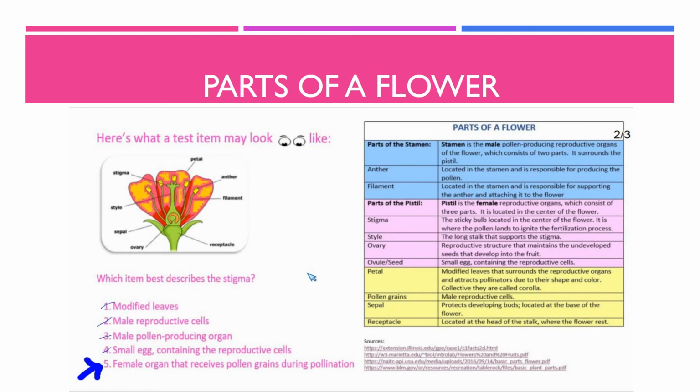So you want to make sure that you are familiar with the various parts of the flower because you will encounter questions that will test your knowledge on the various parts of the flower in the science section of your exam. So once again, in terms of our question, which item best describes the stigma, we know that option number 5 is the correct choice, having eliminated options 1 through 4.